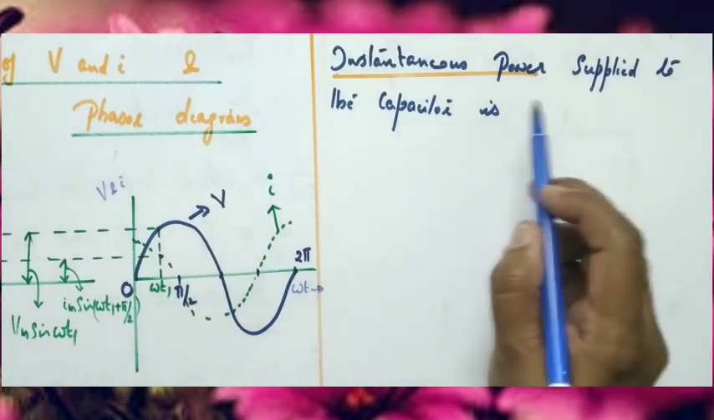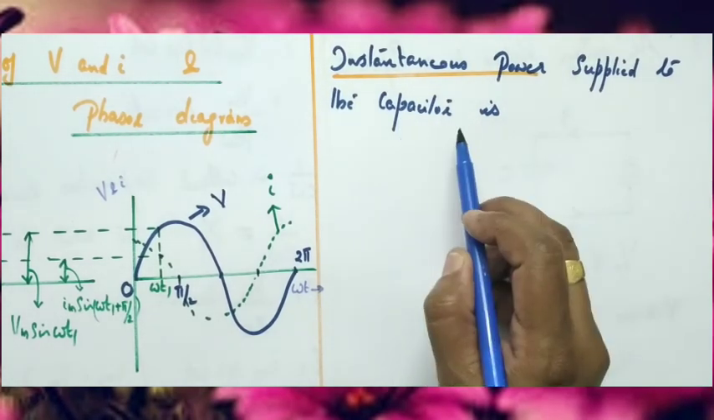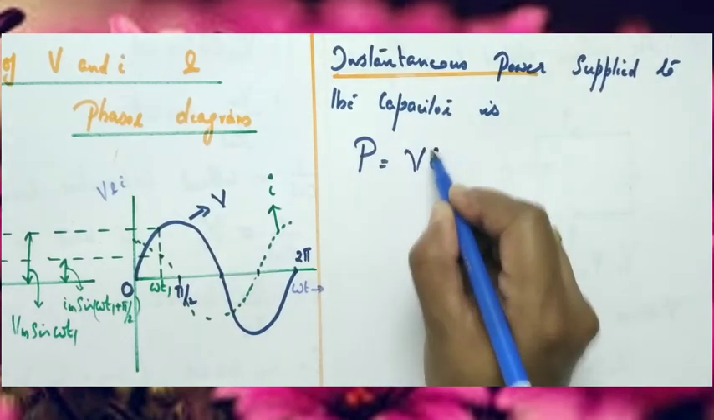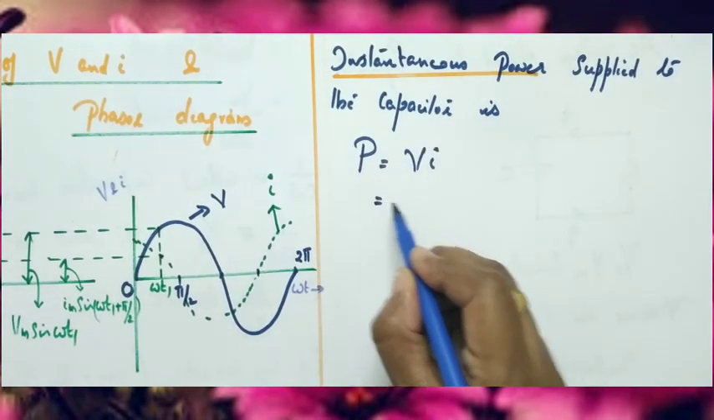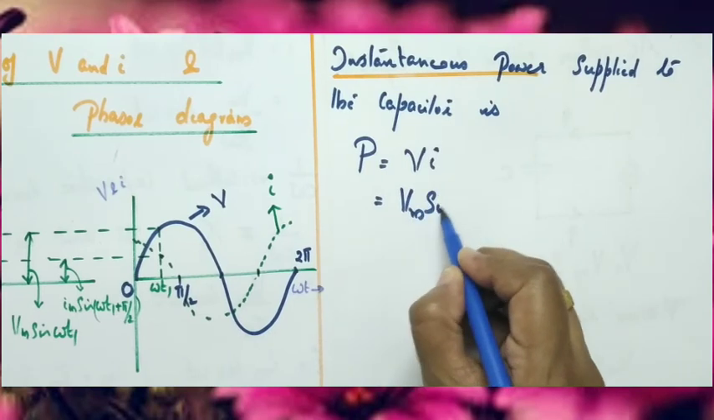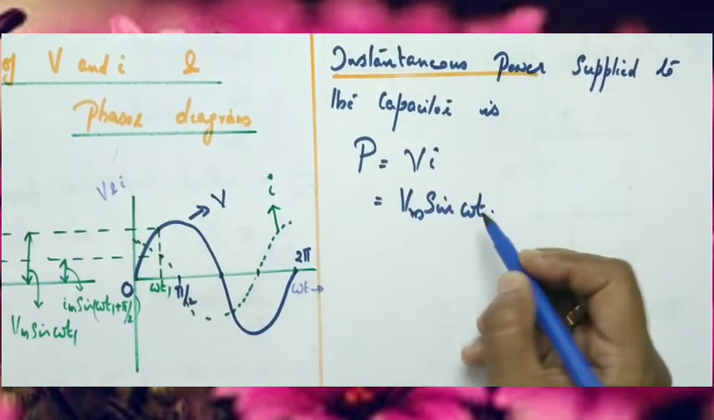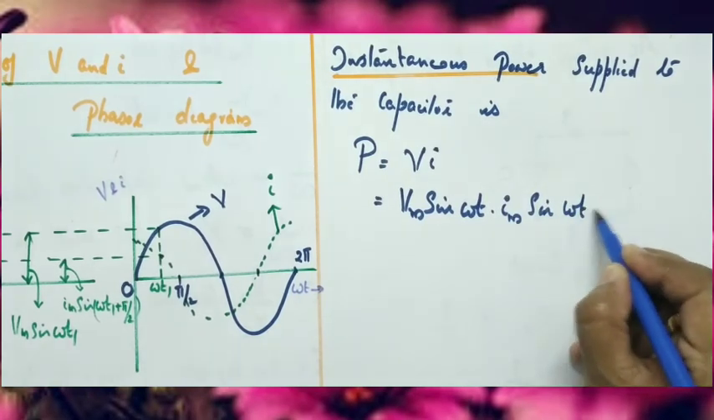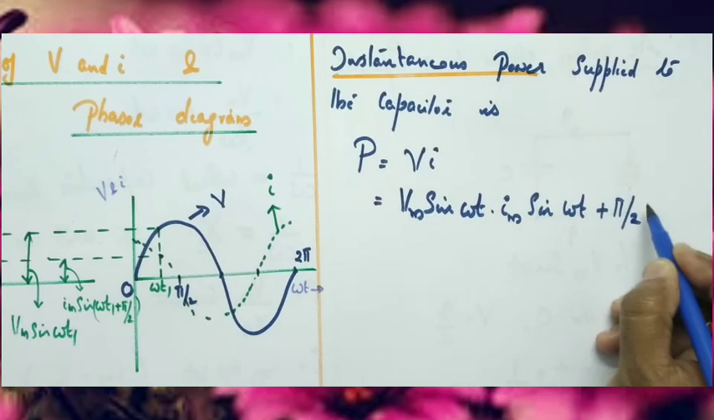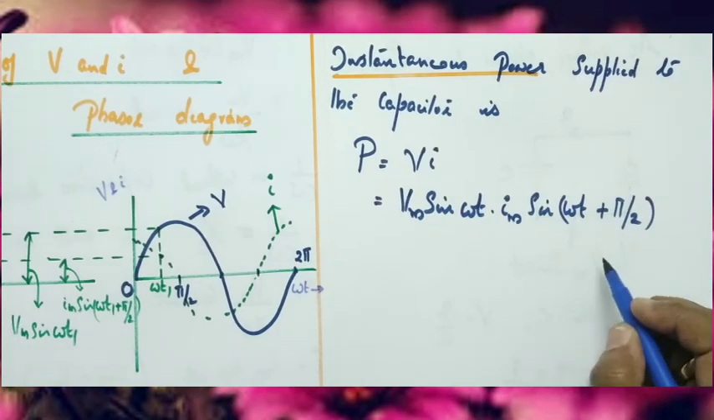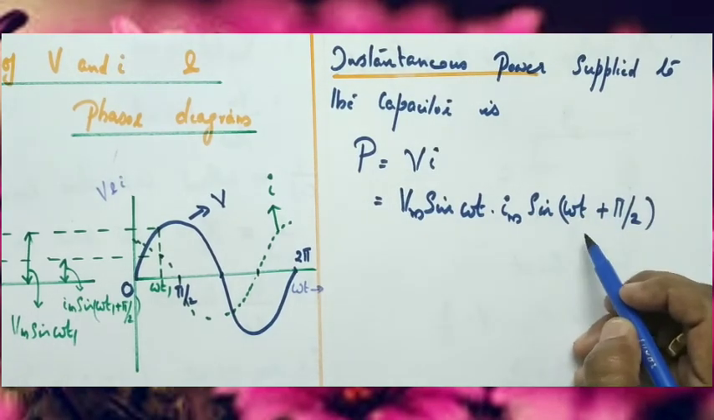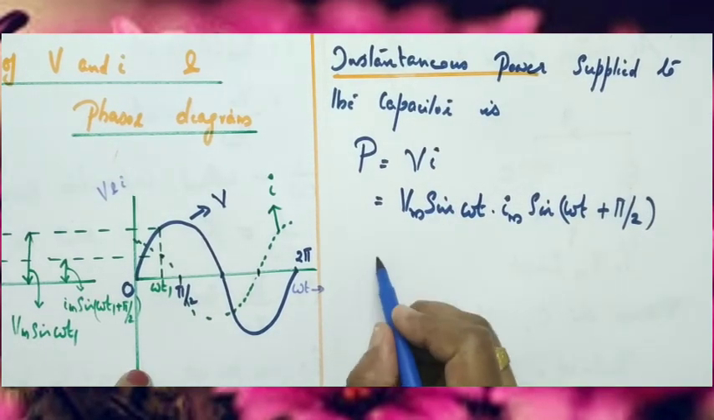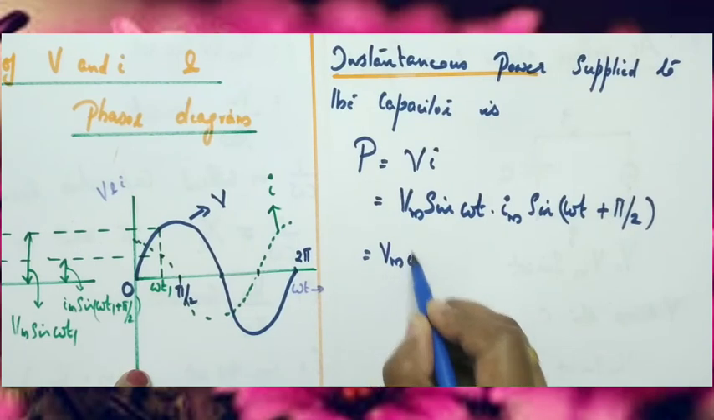Now we can derive the instantaneous power supplied to the capacitor. We have power equal to voltage into current, P equal to VI. And what is the voltage, AC voltage here? Vm sine omega t. And what is the current derived here? Im sine omega t plus pi by 2. When AC voltage is connected to a capacitor, current leads voltage by an angle pi by 2. Therefore, current I is Im sin omega t plus pi by 2.